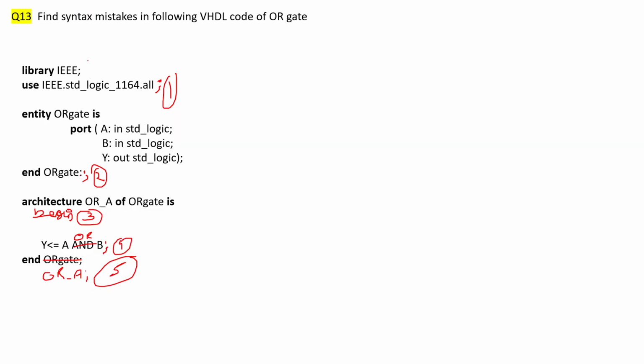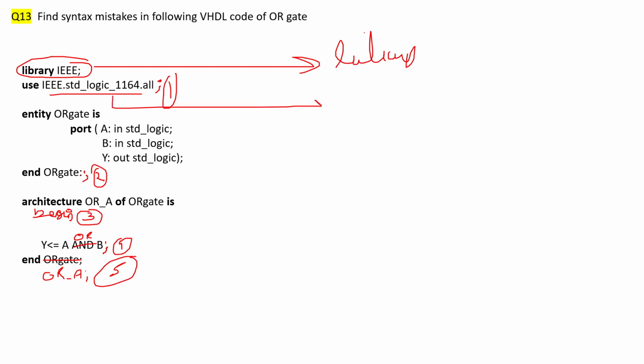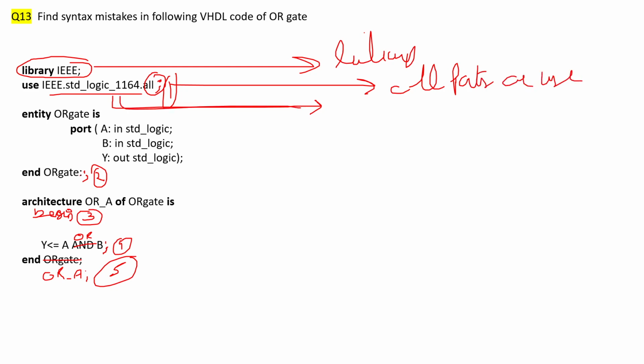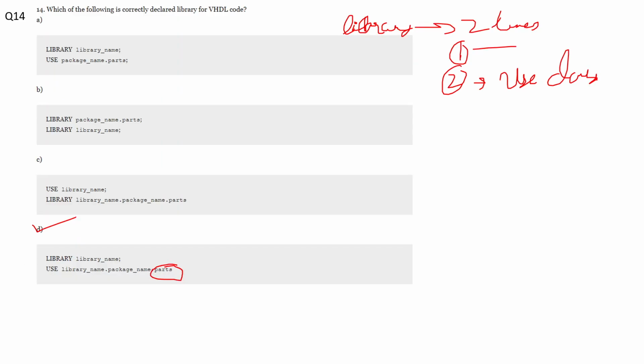So in the previous code we had library IEEE, right? This was your library, and we were using the package IEEE.std_logic_1164, and all means all parts of the sections in the package are used. This was your package. So in two lines, first the library is declared, then the use clause is used to determine the package and the parts that you are going to use. So option B is the correct answer.